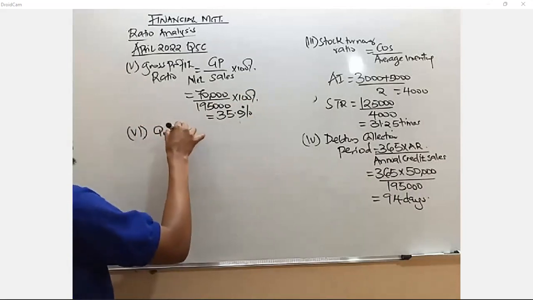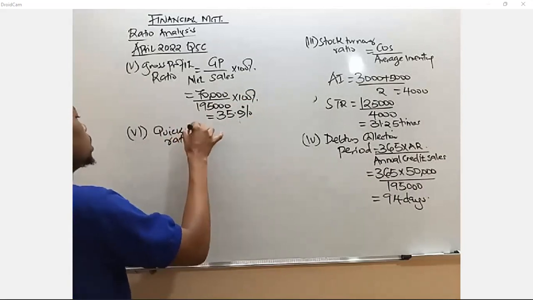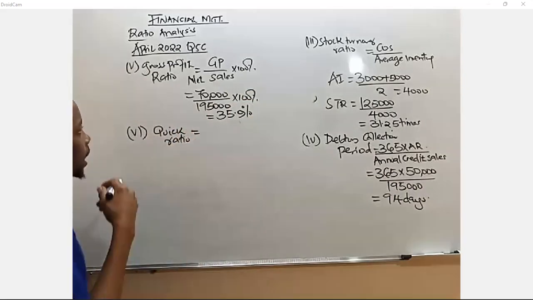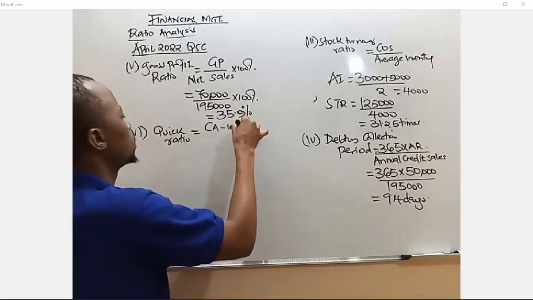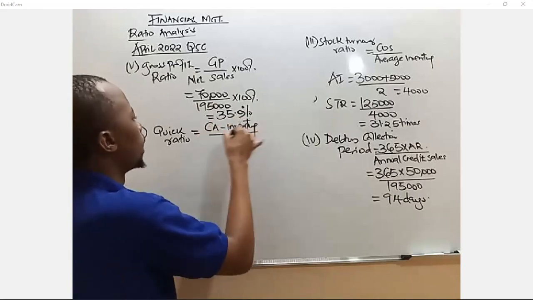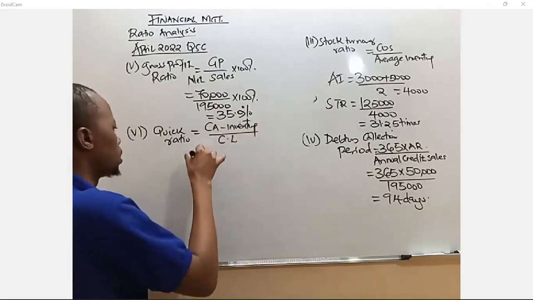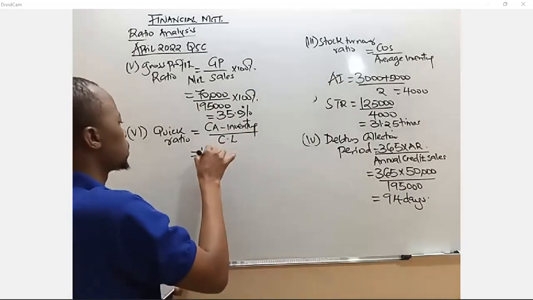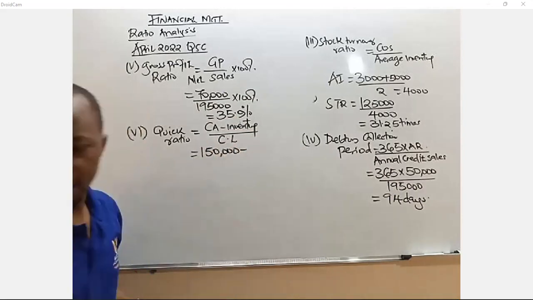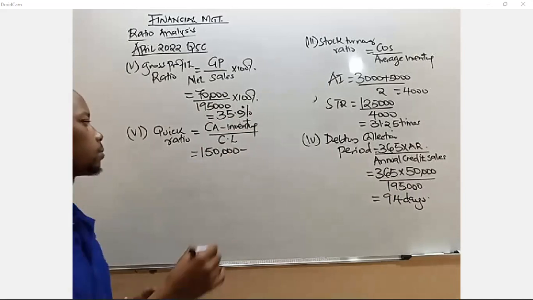Then the last one is the easiest. We discussed the quick ratio. To get our quick ratio, let us take current assets minus inventory, divided by the current liabilities. How much are my current assets? From the statement of the financial position, the total current assets we are given is 150,000. How much is my inventory under the same current assets? We are given 80,000.